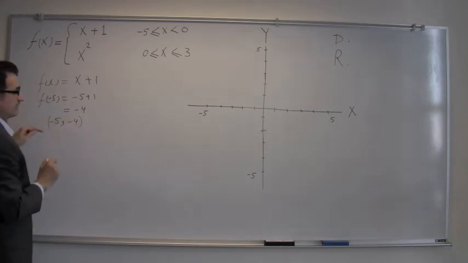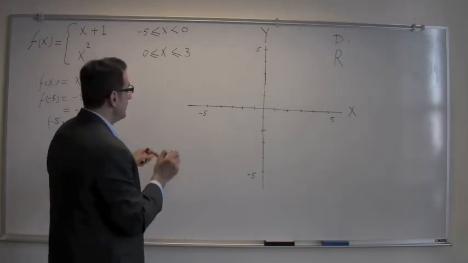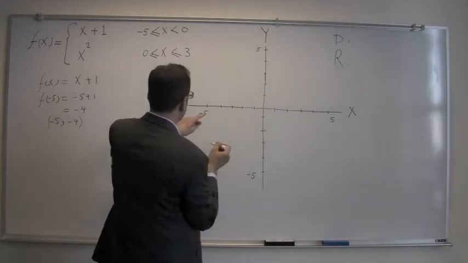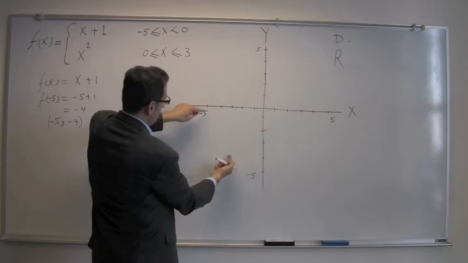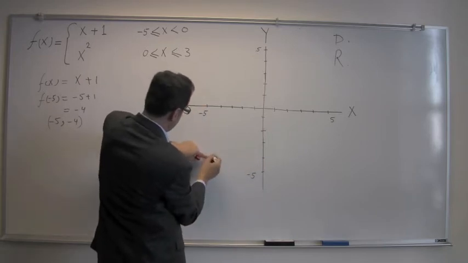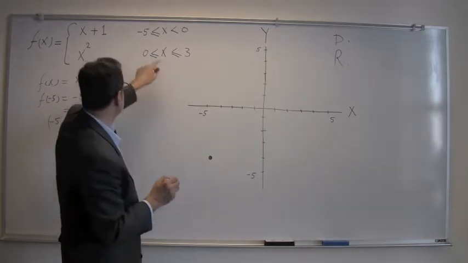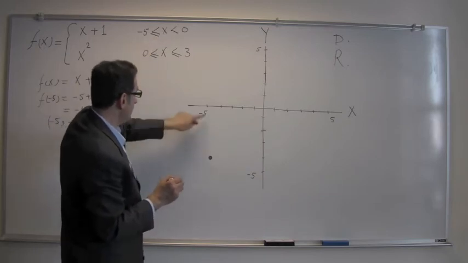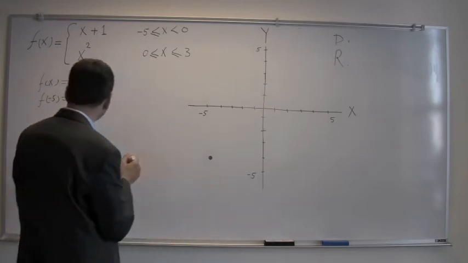So that's the first point, so I can plot the point on the x and y coordinates. While x is equal to -5, y is equal to -4, so approximately here. And as you see, I put it as a solid dot because x is equal to -5, that means -5 is included in our solution set, is included in the domain.